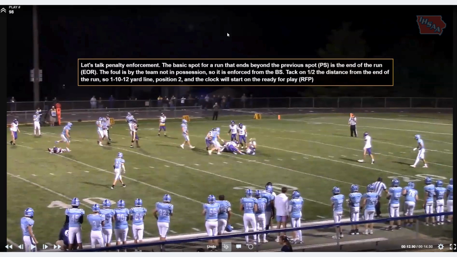In this case, we are down at position 2 at the 24-yard line. Therefore, we're going to go half the distance from the end of the run. So we're going to end up with first down and 10 at the 12-yard line. We're going to go from position 2. And since we had a run that ended in bounds, we're going to have a hot clock. We're going to start on the ready for play. So again, we're going from the 24-yard line, position 2, to the 12-yard line, position 2, and we will have a hot clock.